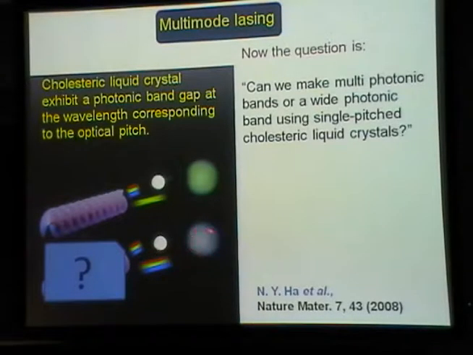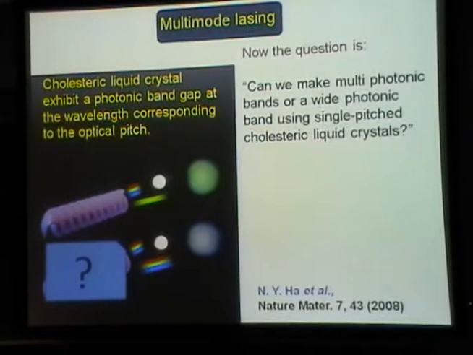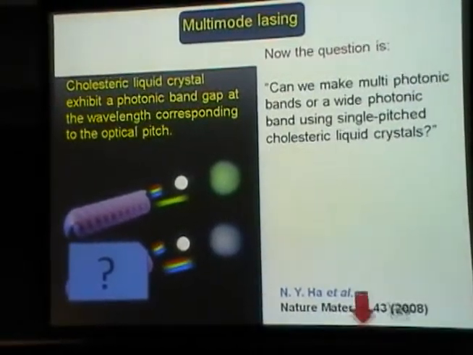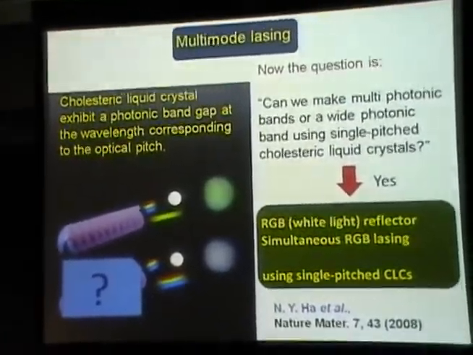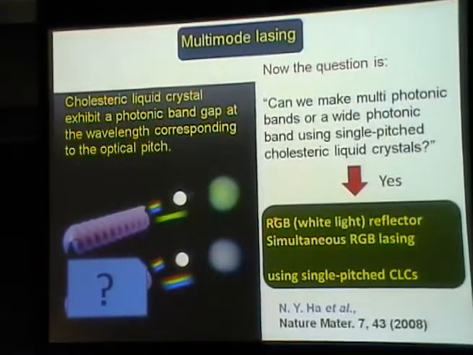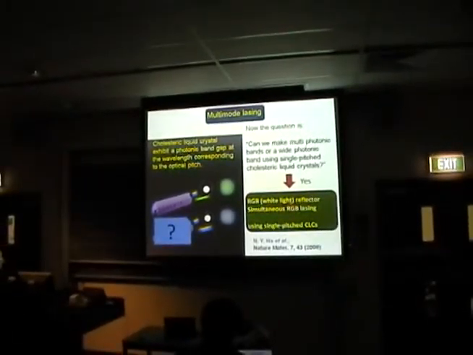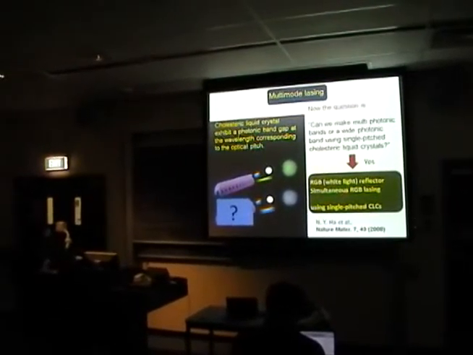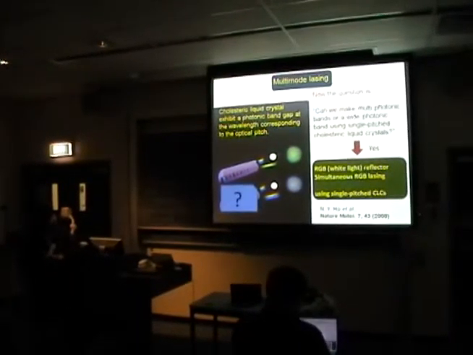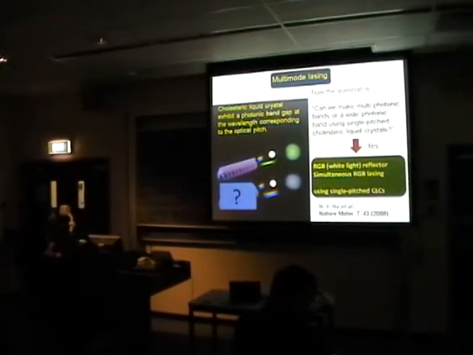we made a white light reflector by using a cholesteric liquid crystal with a single pitch. So the question is, can we make multi-photonic bands or a wide photonic band using a single pitch cholesteric liquid crystal? The answer is yes. I will tell you about an RGB white light reflector, and also simultaneous RGB lasing, using a single pitch cholesteric liquid crystal.